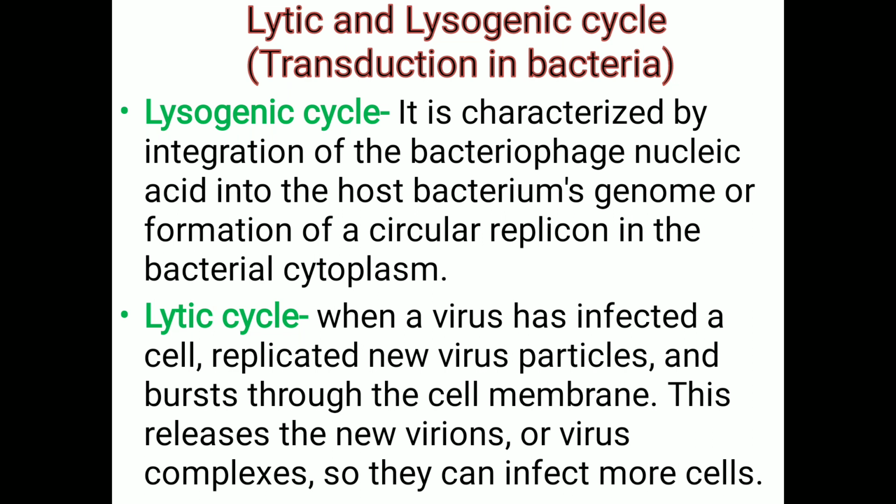First one is conjugation in bacteria. Second one is the transformation in bacteria, which is given by the scientist Griffith. Third one is transduction in bacteria. So conjugation, transformation and transduction, these are the three methods of bacterial reproduction.